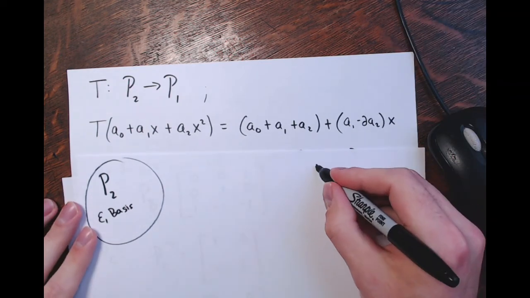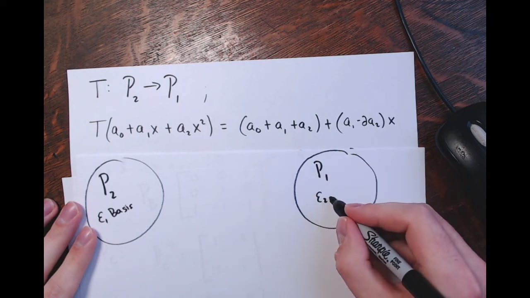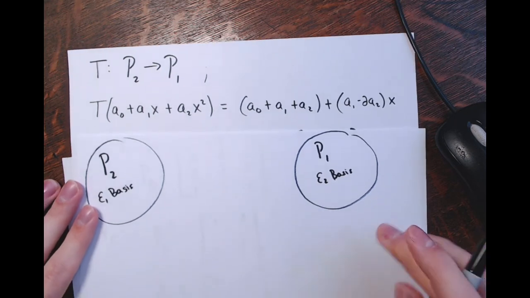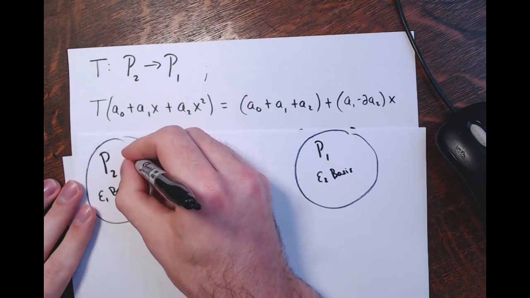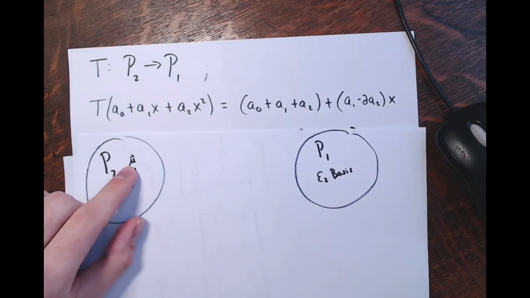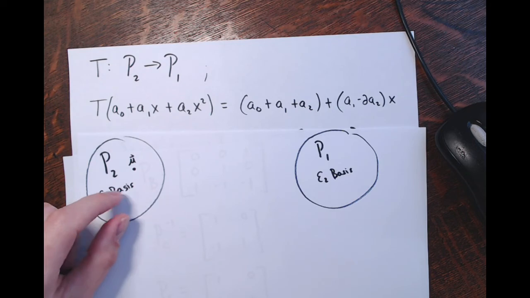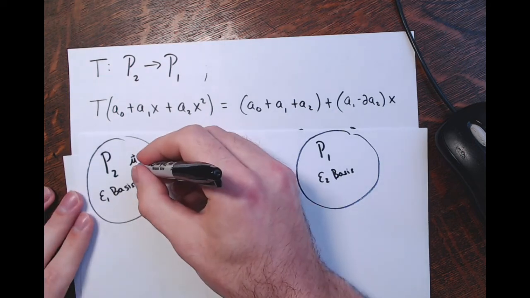Then over here we have P1, the codomain, relative to the standard basis, 1 and x. That'd be E2. And again, if I start with some polynomial, this is a polynomial written in coordinates. So I'm going to write the polynomial in terms of coordinates relative to the standard basis.